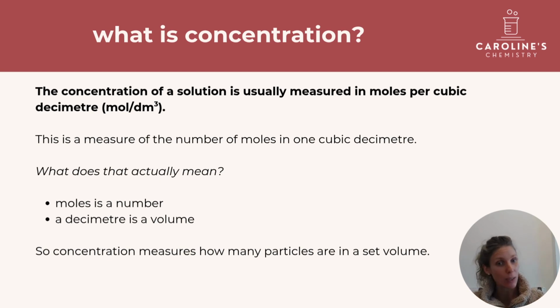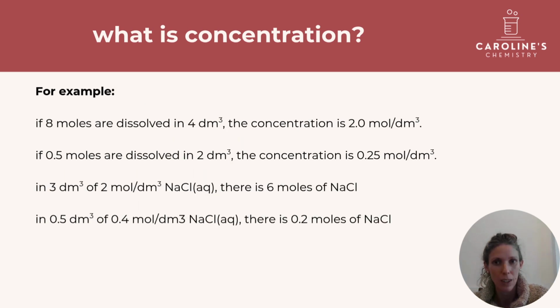A decimeter cubed is a volume, so a set amount of space. So all concentration is saying is how many particles are in this set volume. And a set volume, 1 cubic decimeter, is the same as a litre. Think of those litres of pop or water that you might buy. That is what 1 cubic decimeter looks like. Now, let's see if we can understand this before we then again use the equation.